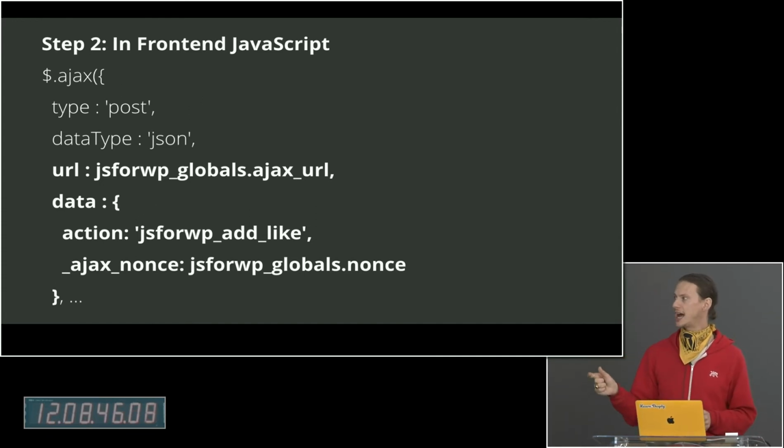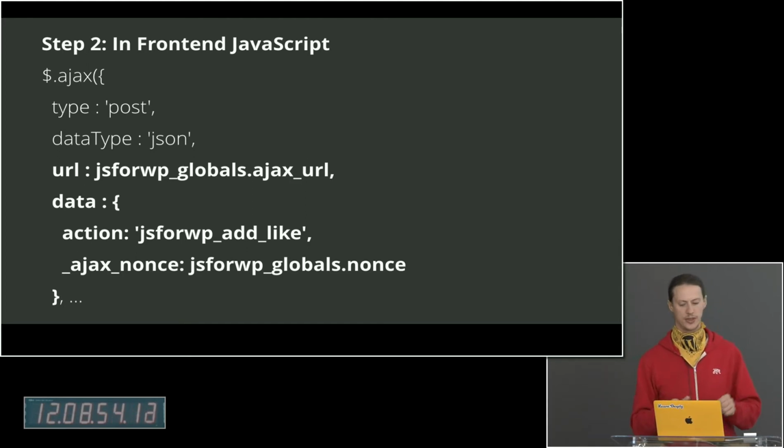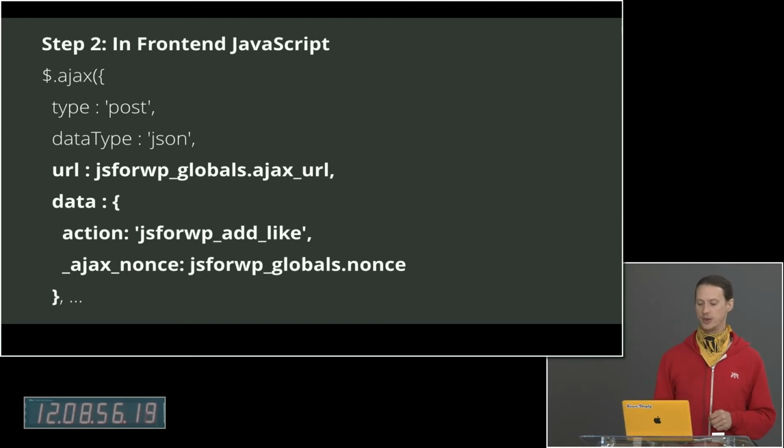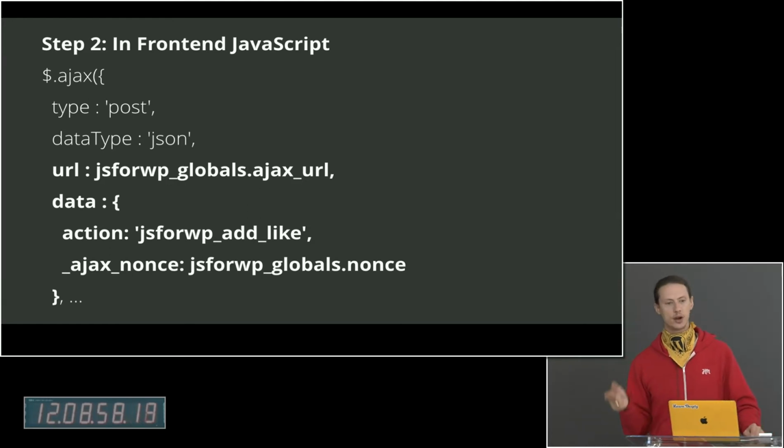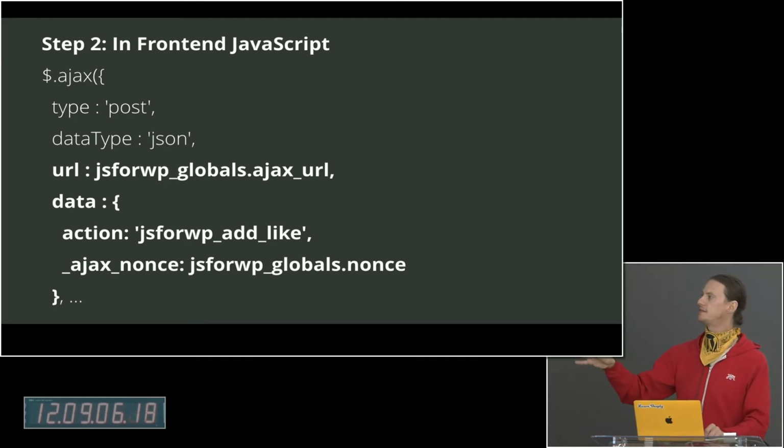So we can't just pass data nonce is equal to JS for WP globals nonce. We have to name it underscore Ajax underscore nonce. So this is, again, one of the weird things. And then action is going to be the name of the function in our theme or plugin file that we want to hook into. So in our functions.php or in our plugin file, somewhere we have a PHP function called JS for WP add like.